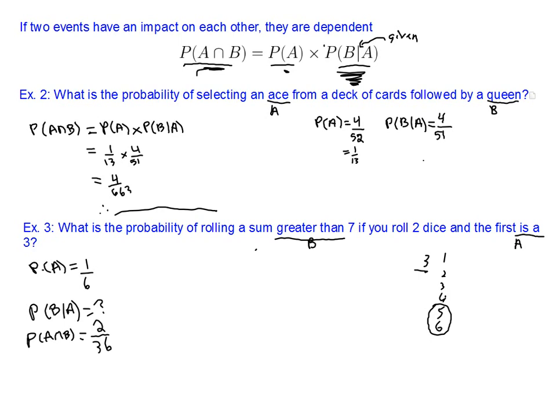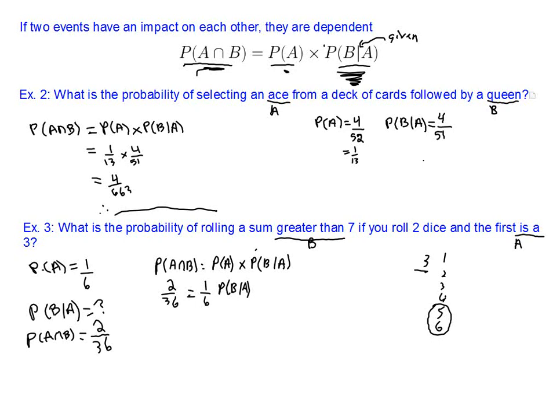And now we can just use the probability formula that's listed up above on the top of the page. So the probability of A and B is equal to the probability of A times the probability of B given A. And we can substitute the values that we have and solve the equation for the value that we don't have. So we just figured out that the probability of A and B is 2 out of 36. The probability of A is 1/6. And we want to find the probability of B given A. So now we just need to solve this equation.